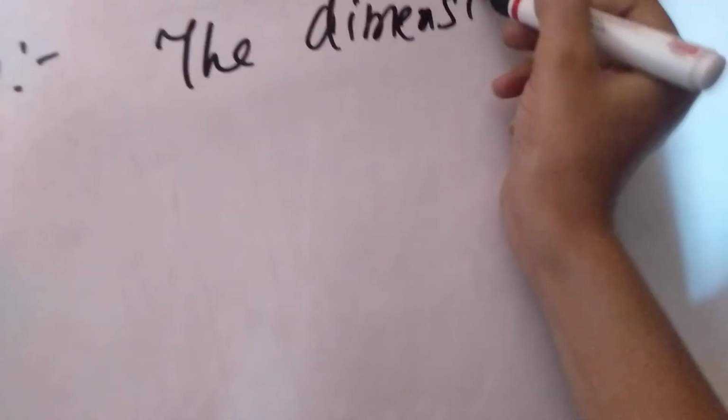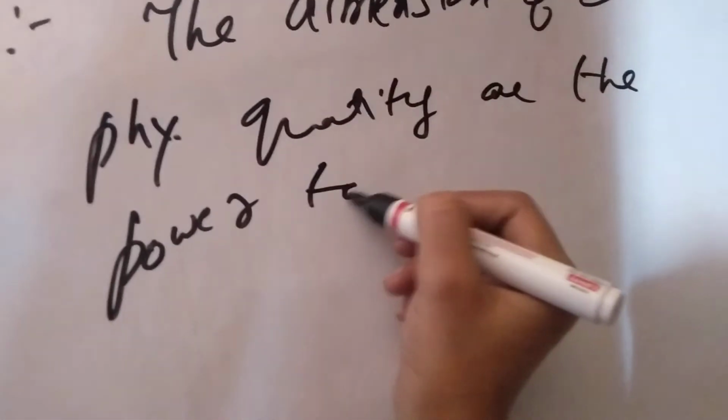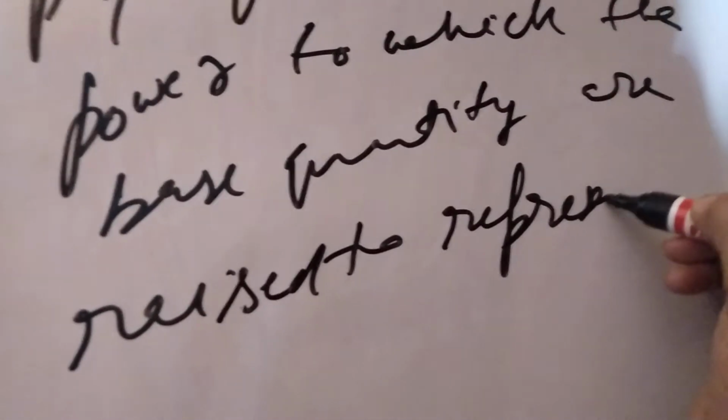Now we have an important term, that is dimension. So what is dimension? The dimensions of a physical quantity are the powers to which the base quantities are raised to represent the quantity. So this is the definition of dimensions.